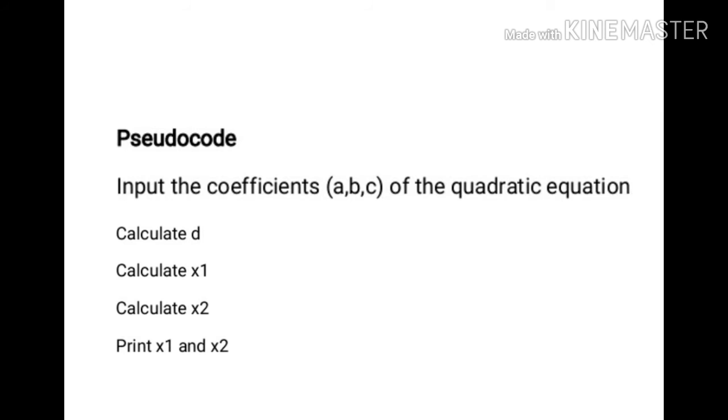So let's write the pseudocode of this problem. In our case, our inputs are the coefficients, which are a, b, c, of the quadratic equation. But before we find the values of x1 and x2, we need to calculate d, which is the determinant. So we input the coefficients a, b, c of the quadratic equation. Then calculate d, the determinant. Then calculate x1, calculate x2. Then you print x1 and x2. Then you end the program.